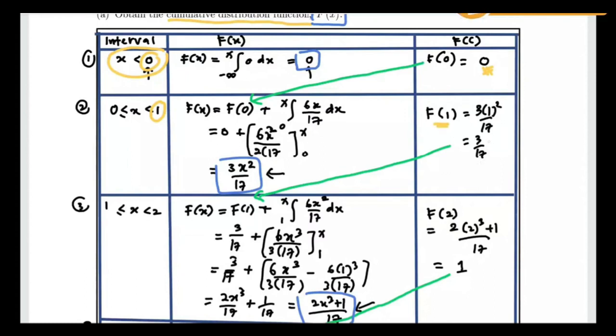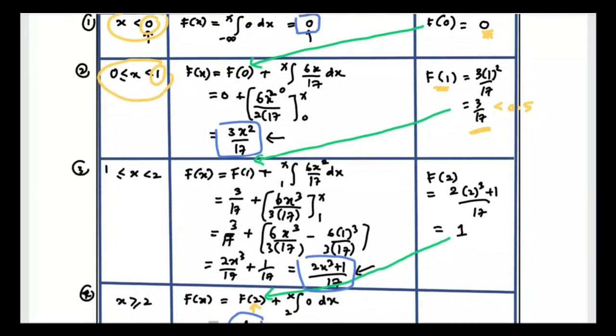So 3/17 is less than 0.5. We want to find 0.5. If the cumulative is less than 0.5, then m should not be here, because when you substitute m into this function, you won't get 0.5. The maximum area here is 3/17, which is less than 0.5.